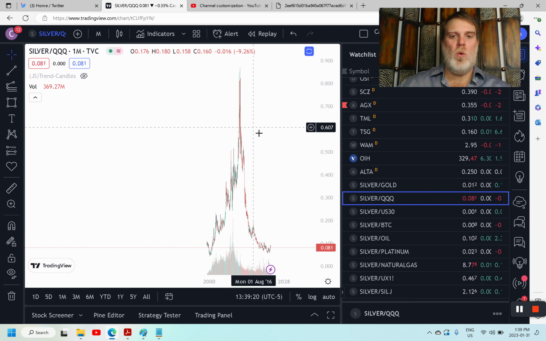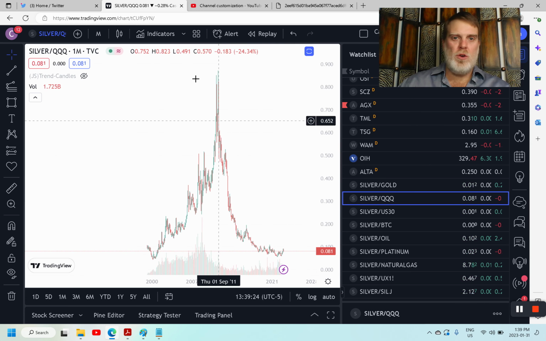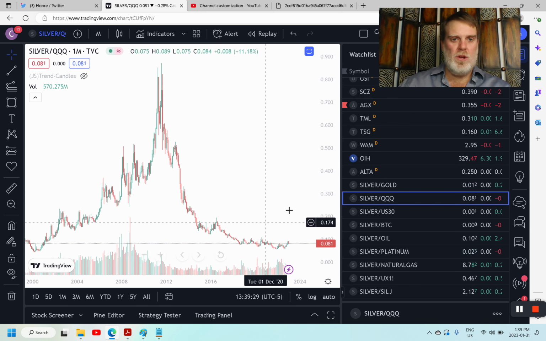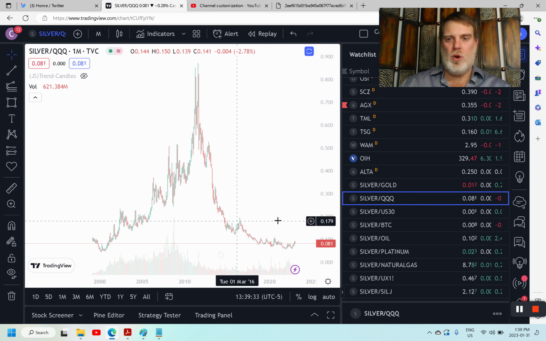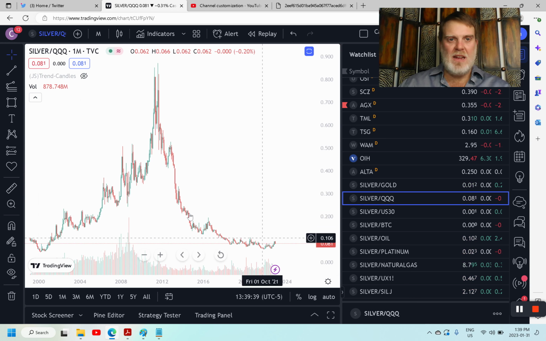Which asset do you want to own here? Do you want to own the asset that's kind of turning around here, or do you want to own the asset that's topping out? In this case, if you were to reverse this chart, it'd be easy to know how it would go. But silver right now is extremely, extremely undervalued versus the NASDAQ.